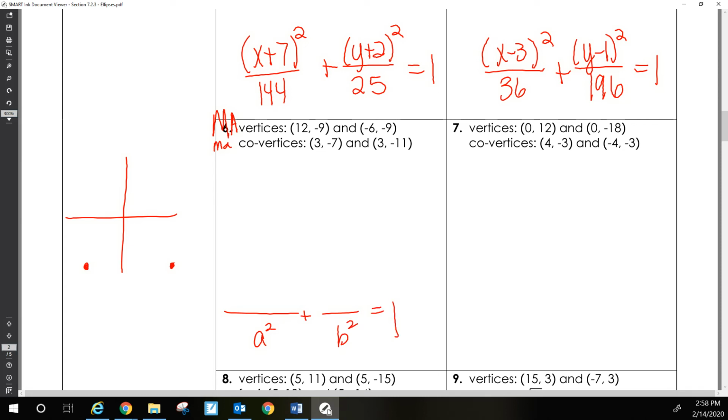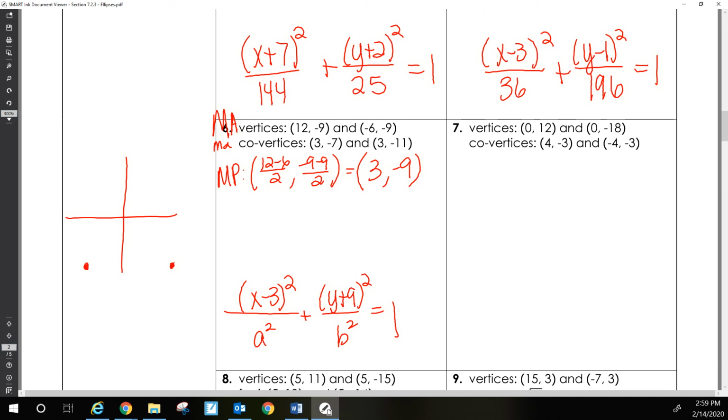We need the midpoint of those two points in order to find our center. So the midpoint of our major axis is going to be (12 minus 6) divided by 2, (-9 minus 9) divided by 2. 12 minus 6 is 6, divided by 2 is 3. -9 minus 9 is -18, divided by 2 is -9. So now we know our center. It's going to be (x minus 3) squared. Y minus a minus 9 is going to be (y plus 9) squared.